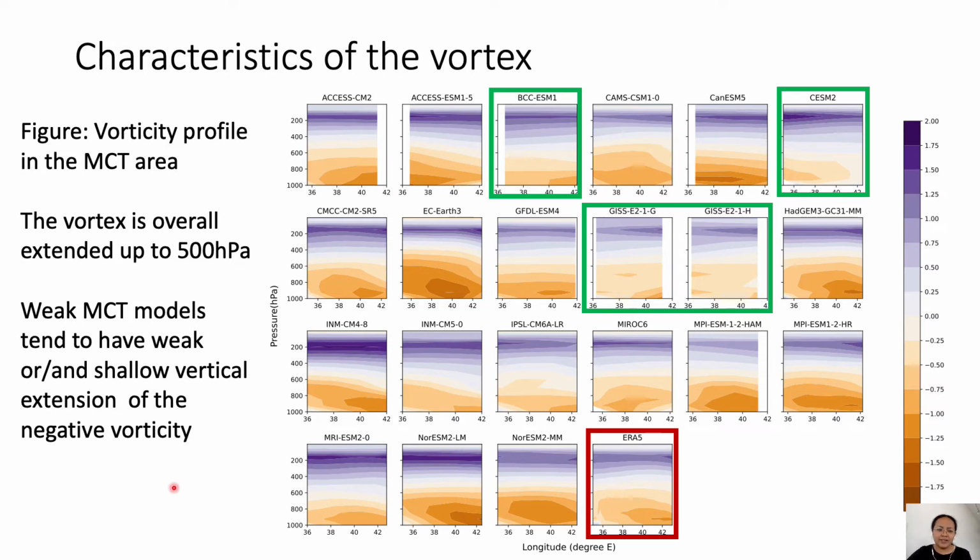Now let's look at the characteristics of the vortex within the Mozambique channel itself. This figure shows the vorticity profile in the MCT area. Again, in the ERA5, the vortex is overall extended up to 500 hectopascal. For the weak MCT models, that vortex is either weak, like in the GIS models, or shallow. It goes up to around 600 hectopascal.